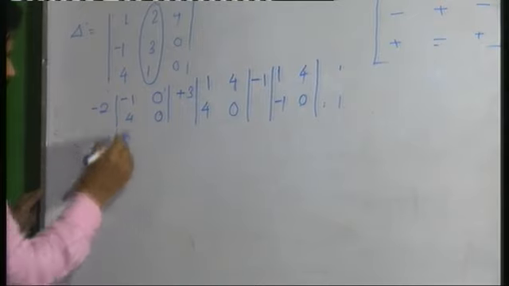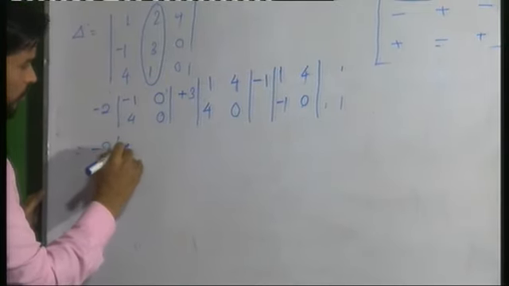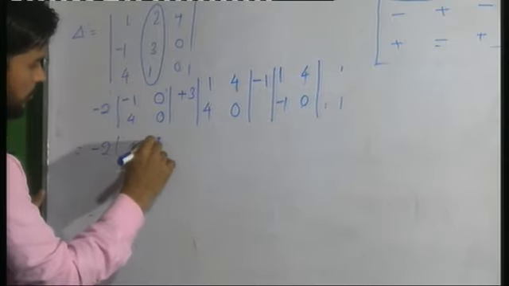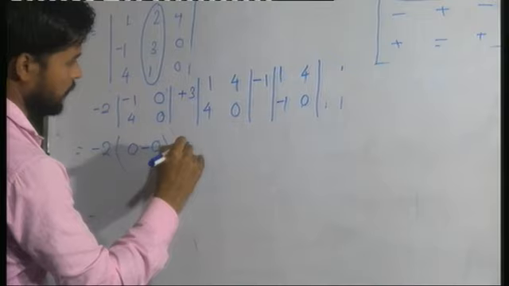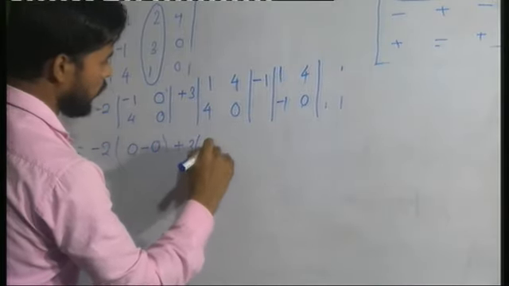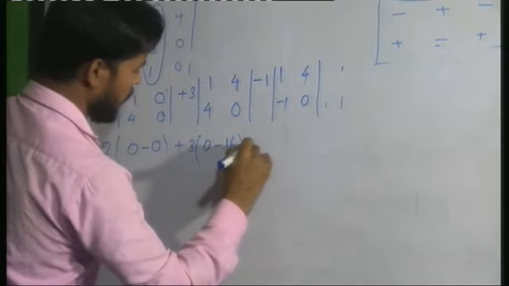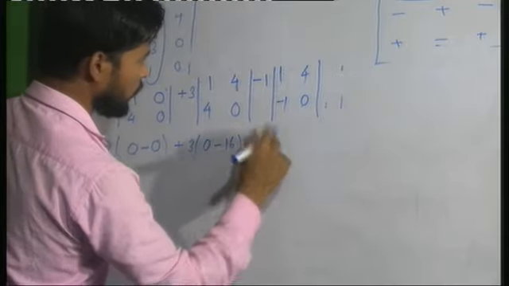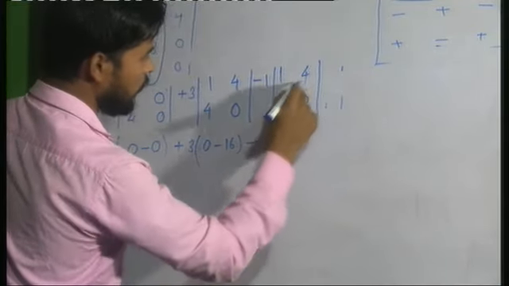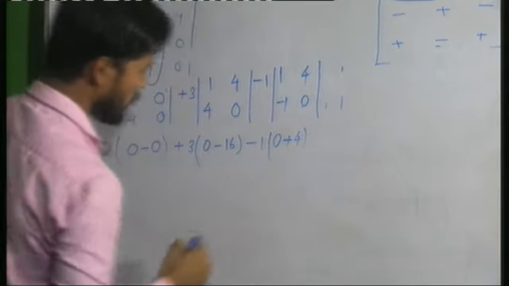Minus 2 into, multiply these two numbers, minus 1 into 0 is 0, minus 4 into 0 is 0, plus 3 into 1 into 0 equals 0, and minus 4 into 4 equals 16, minus 1 into 0 equals 0, and minus 4 into minus 1 is minus 4, and minus minus will be plus.